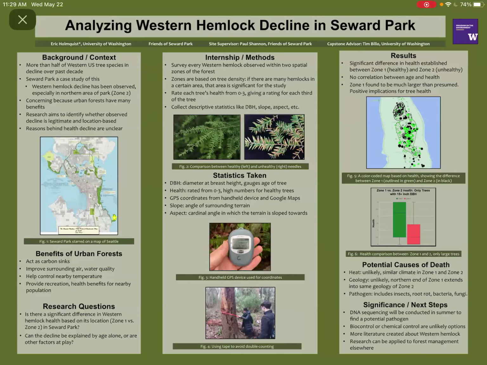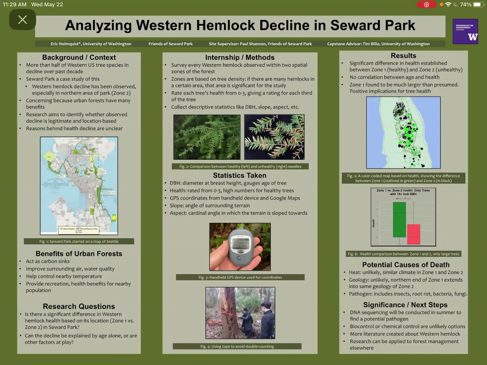Around that time, we also redefined our two study sites based on density, which basically split the mapped hemlocks into the healthy zone 1 near the south and unhealthy zone 2 near the north. And this is spoiling the result: we did find a significant difference in health between the zones, which you can see in figure 5, the map.